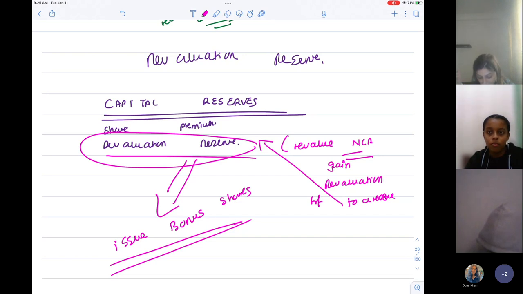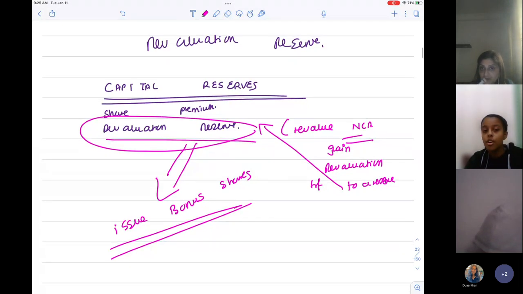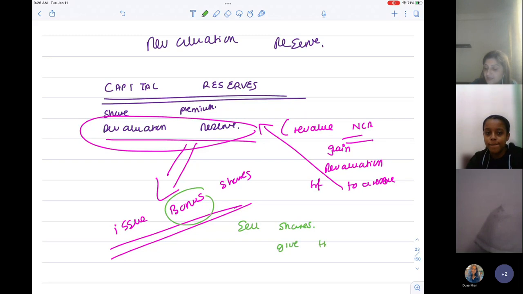Can you all tell me what bonus shares are? When you sell shares for free to existing shareholders. In bonus shares, you're going to sell the shares. No, you give it to them for free. You give the shares to the existing shareholders at a price or free of cost?